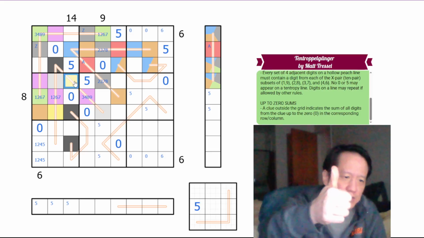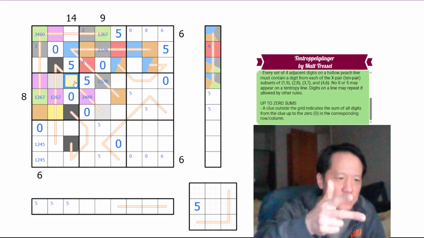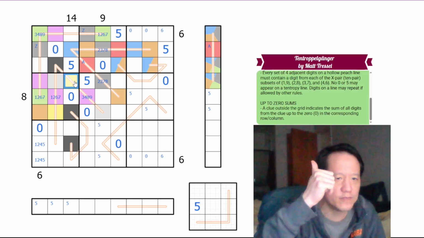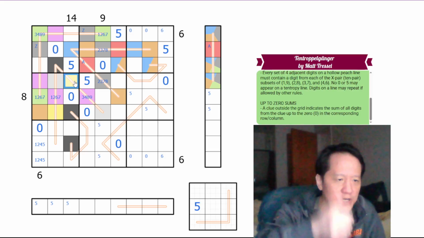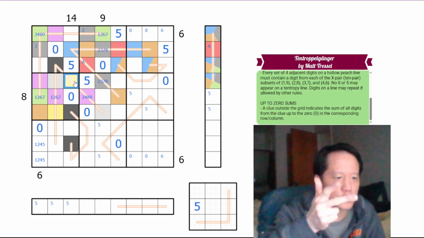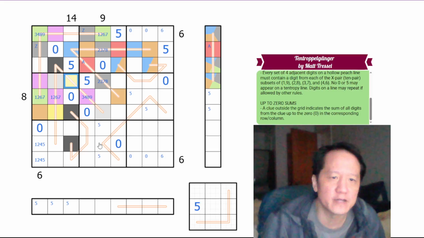1, 2, 6 adds up to 9, but 1 is part of 1, 9, 2 is part of 2, 8, 6 is part of 4, 6. And then you have 2, 3, 4. 2 is part of 2, 8. 3 is part of 3, 7. 4 is part of 4, 6. So these have to be different sets. So these specifically are different sets.